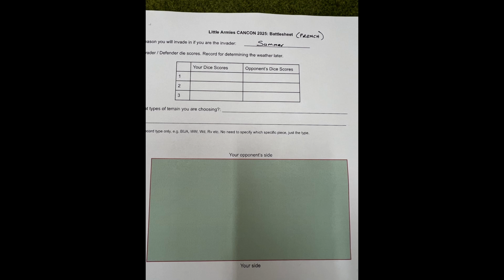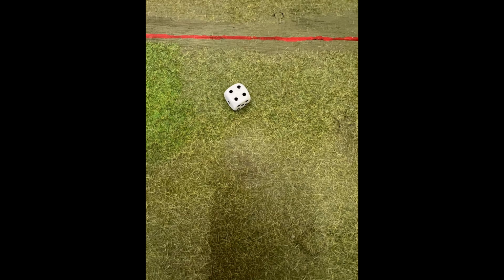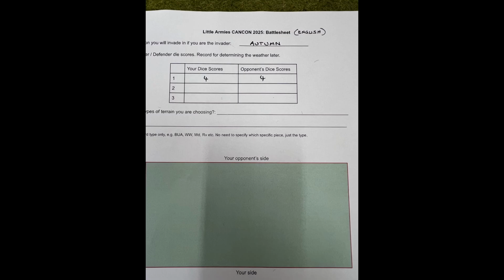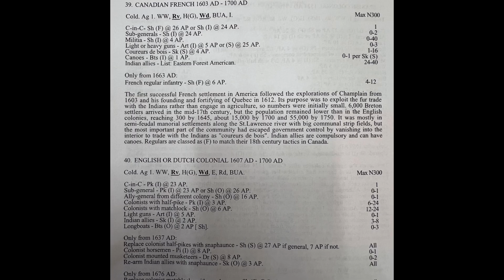In our example game, the Canadian-French player has nominated summer as the season which he will invade in if determined to be the invader, and the English player has nominated autumn if he is the invader. Each of the players now roll a single d6 and add their aggression to it to determine who is the invader. The French player rolls a 4 and the English player also rolls a 4. Those results are recorded on the battle sheet, and when adding the single point of aggression to each of the armies, the ultimate outcome is a draw.